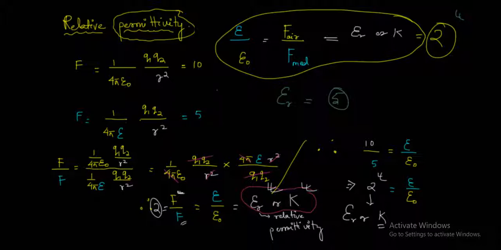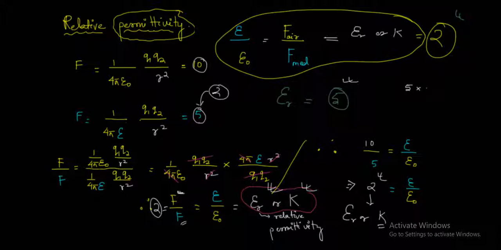If I say the relative permittivity is 2, it means the force in the medium is 2 times less than the force in air, or the force in air is 2 times the force in the medium. For example, the force in water is equal to the force in air divided by the relative permittivity. If I say the relative permittivity of alcohol is 5, it means 5 times.